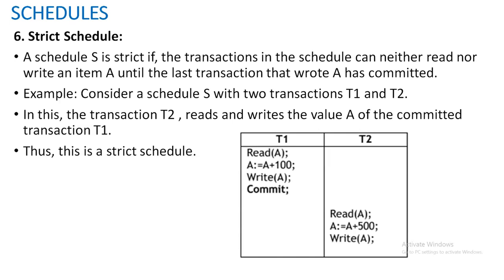The last one is strict schedule. This is somewhat similar to cascadeless schedule. In a schedule, two transactions are there. T1 has done an operation and committed it, and only after giving the commit operation does T2 depend upon T1 and do an operation. The thing is, if a transaction is going to depend upon another transaction, it should do so if and only if the previous transaction has committed its operation. If it is not committed, then you should not depend upon the previous transaction. So this is your strict schedule.